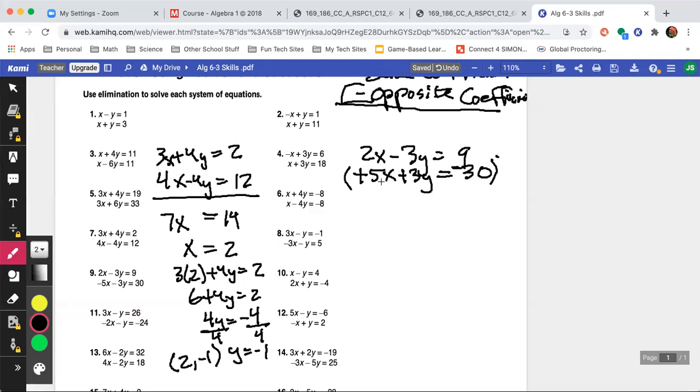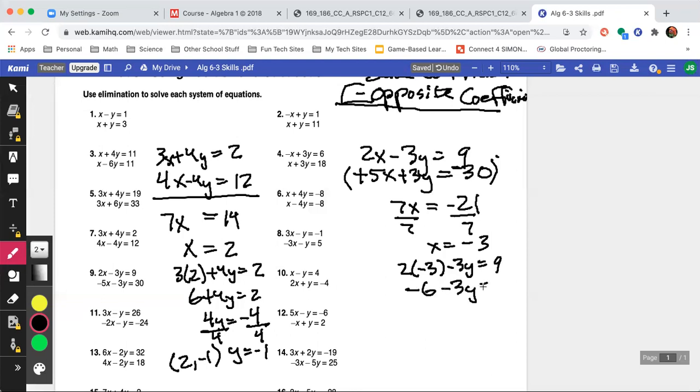All right, so you're basically multiplying that whole thing by -1. So you're changing the sign on each item. So you get 2x and 5x gives you 7x. And then you have -30 and 9, which gives you -21. Divide both by 7. You get x is equal to -3. And then if I put that into that top equation, so 2 times -3 minus 3y equals 9. It's -6 minus 3y equals 9. Add 6.